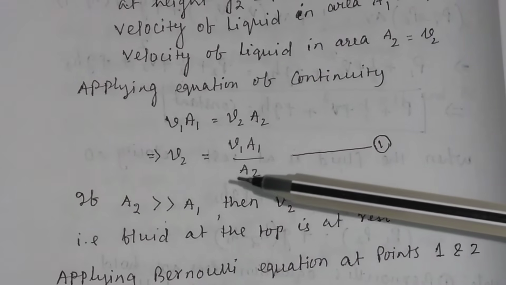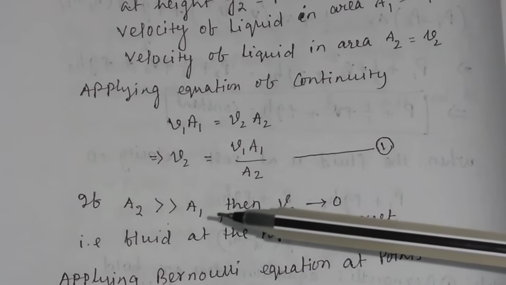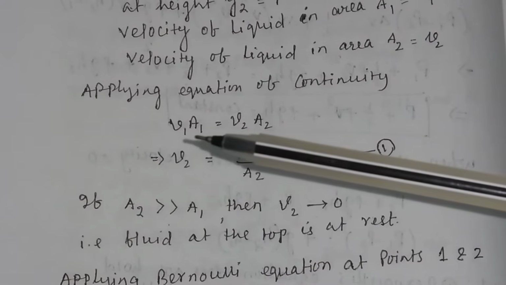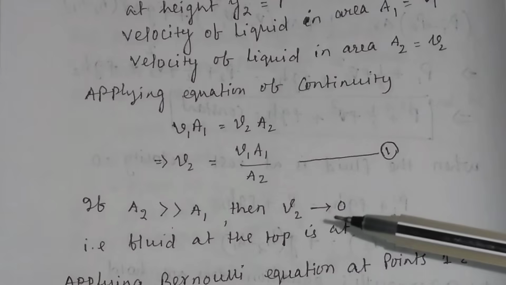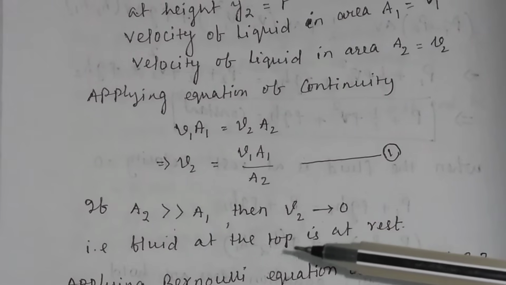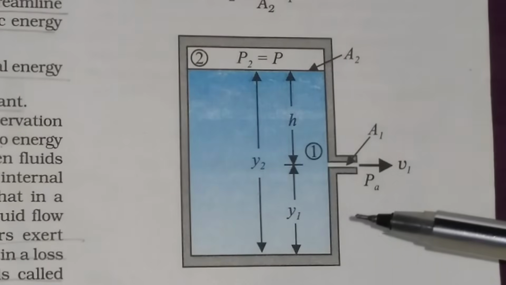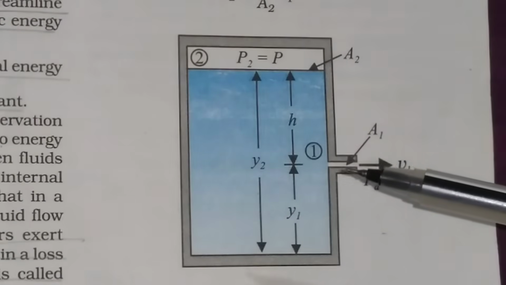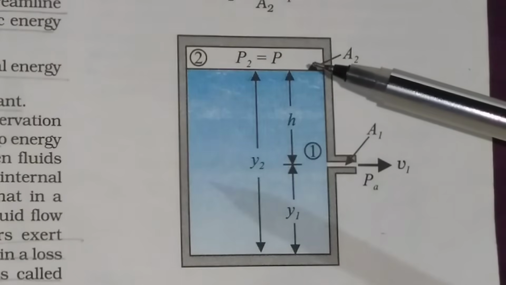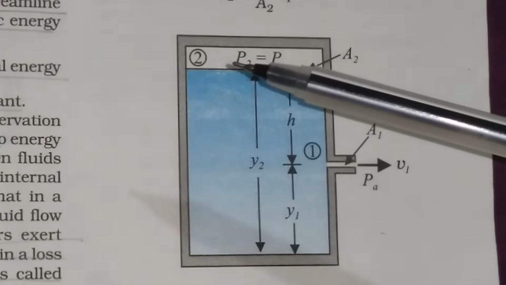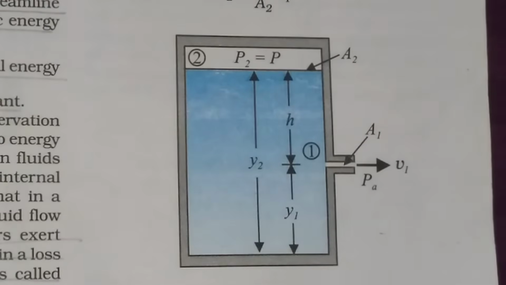So if area A2 is very large as compared to the area A1, then the velocity of liquid at the top will be nearly zero. That is, the fluid at the top is at rest. So remember, if this area A1 is very small as compared to this area A2, then the velocity on the top of the liquid here will be nearly equal to 0.